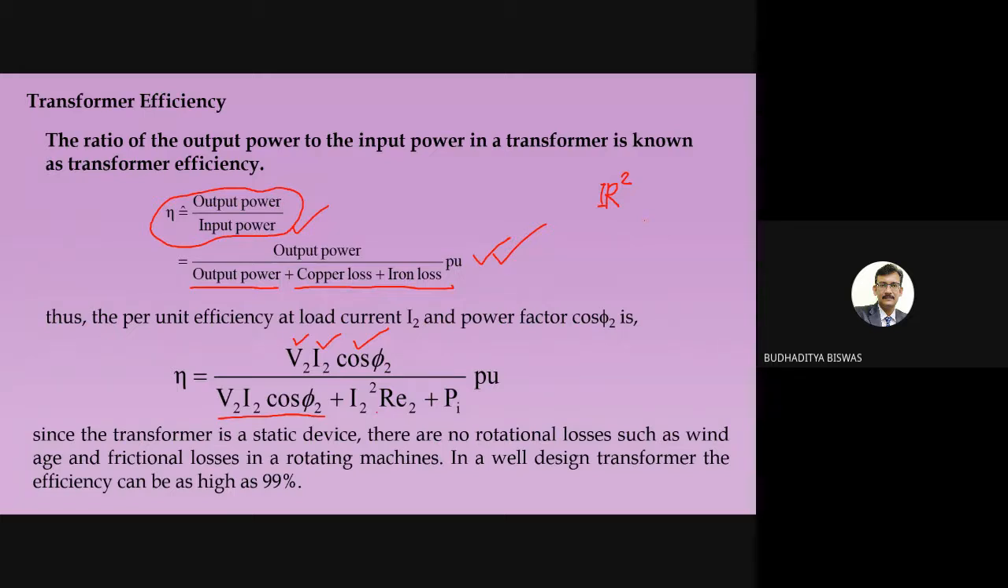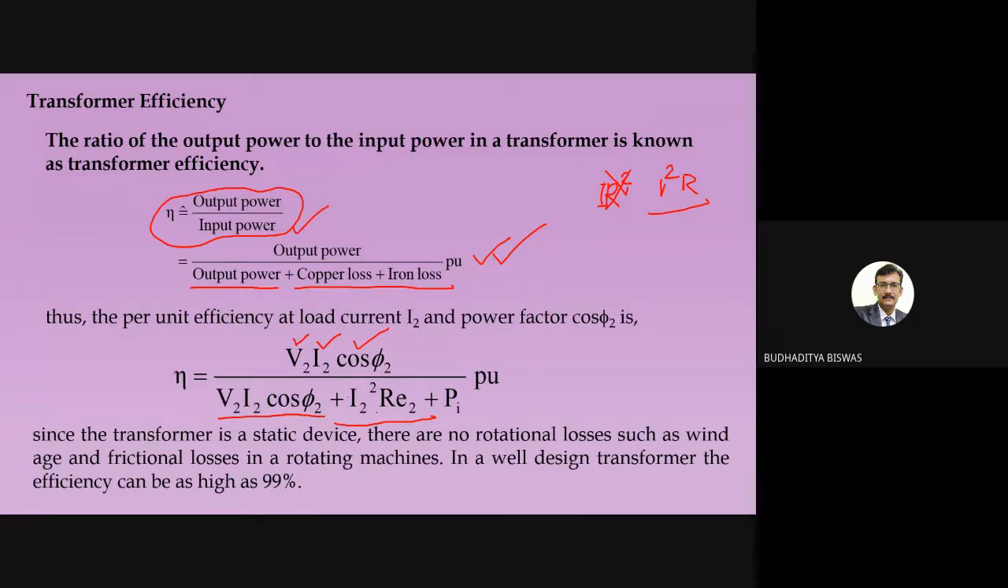So why not we take the equivalent formula? Here you see, that is actually the advantage of making the equivalent thing. Here, this is the copper loss, and for copper loss, they actually take the RE2. RE2 means the equivalent resistance of the transformer based on the secondary side. And in that time, the formula is I square R. I just wrote IR square, which is the wrong formula. This is actually I2 square into RE2.